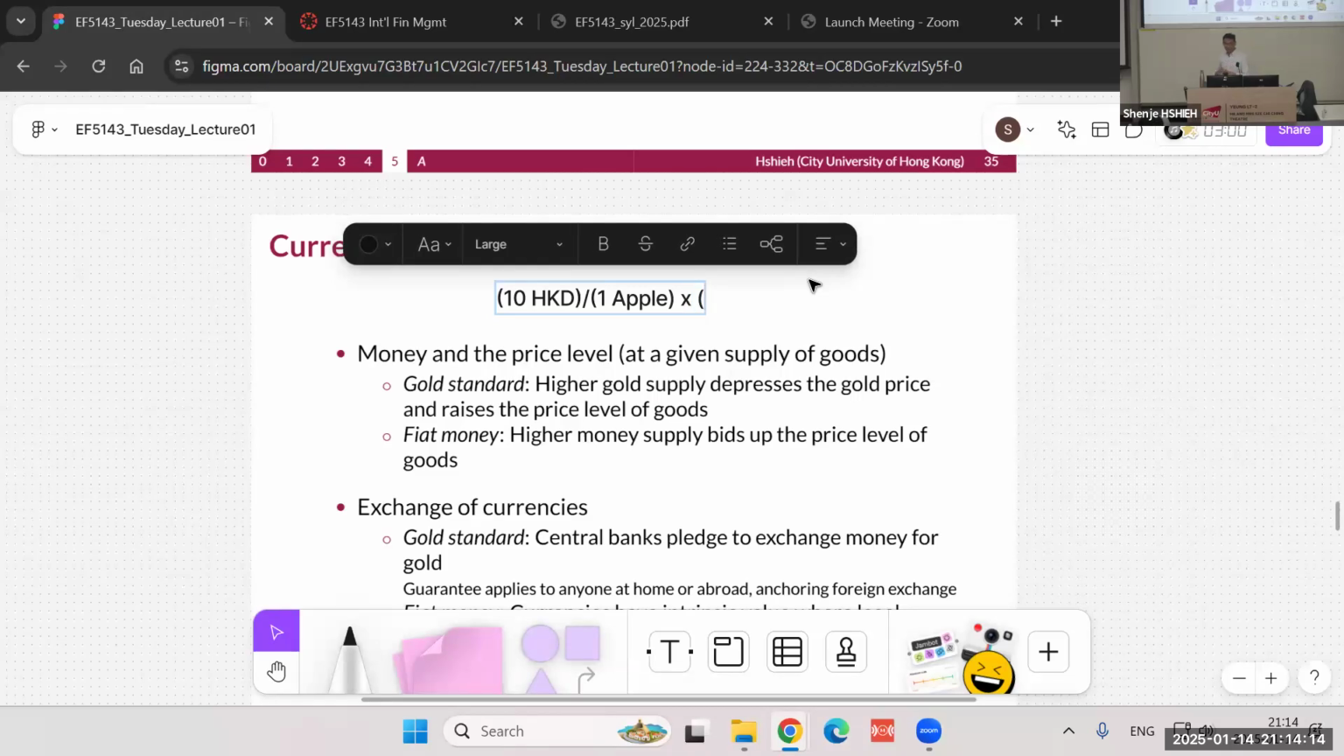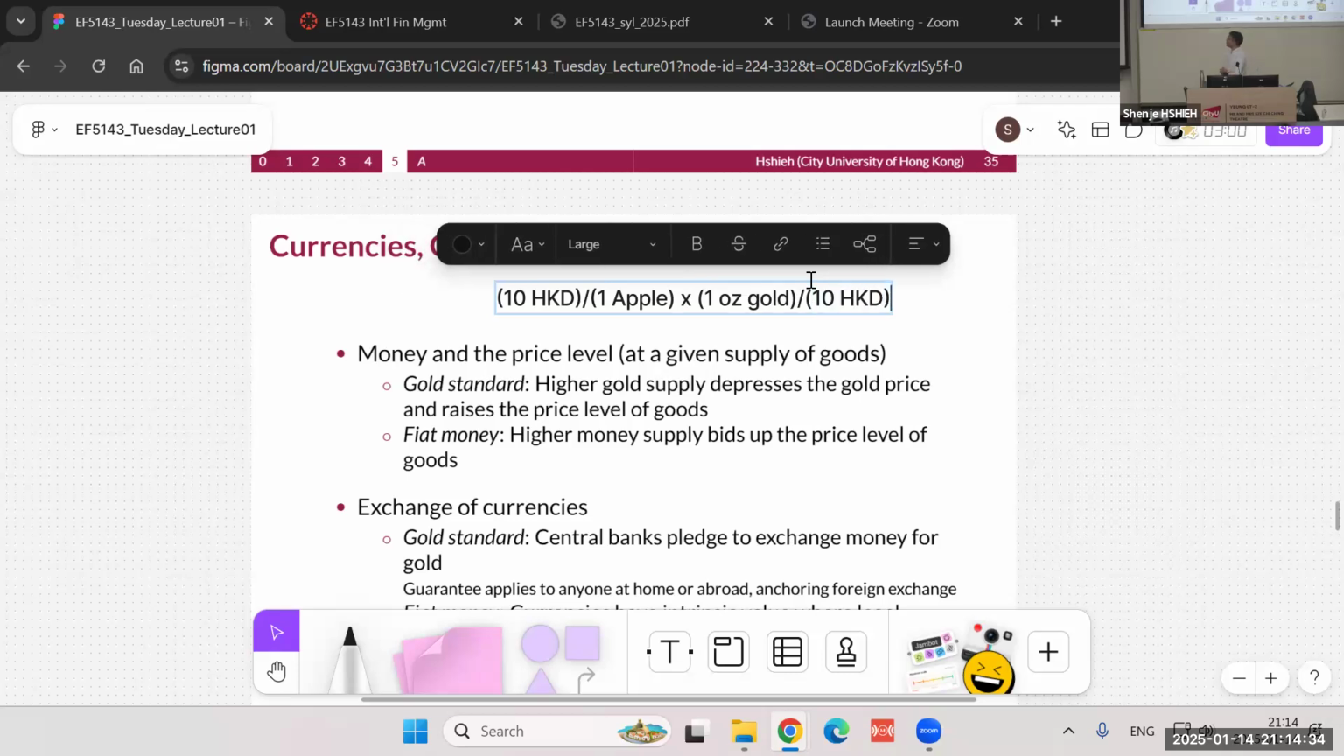Under the gold standard, if everybody agreed on some conversion rate, suppose Hong Kong says, if you have 10 Hong Kong dollars, you can redeem 1 ounce of gold. So the price of 1 ounce of gold is 10 Hong Kong dollars. So the price of apples in terms of gold is what? Just 1 ounce, right?